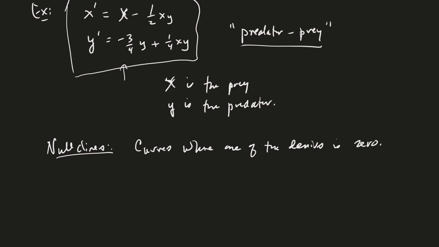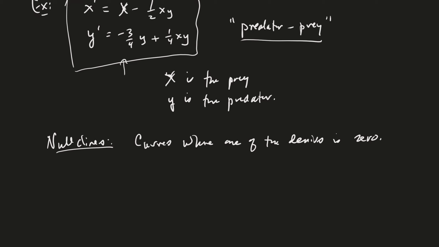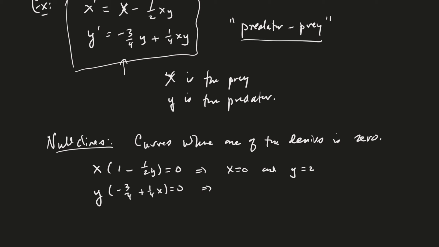Okay, and so because we have a system, we're not going to get both curves where both things are 0 at the same time. So, for example, in this case, we'd look for where x times (1 minus 1/2 y) equals 0. And so that means we have two curves: x equals 0 and y equals 2. And then in the other equation, we have y times (minus 3/4 plus 1/4 x) equals 0. And so therefore we have y equals 0 and x equals 3. Okay.